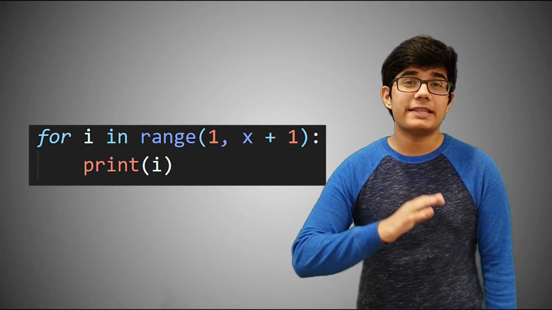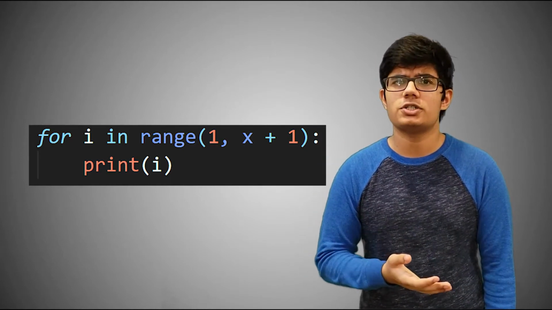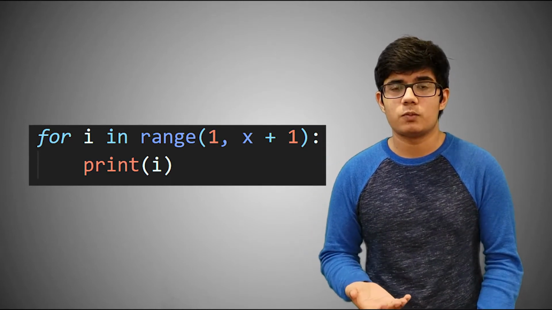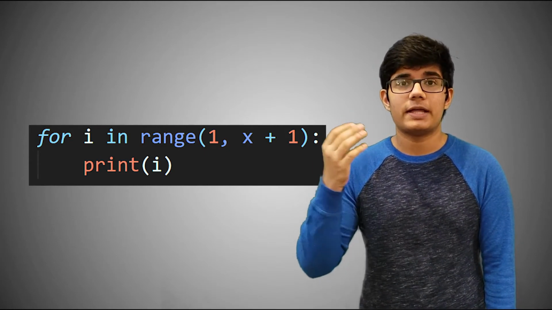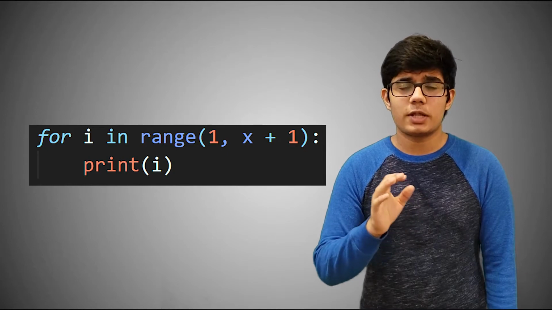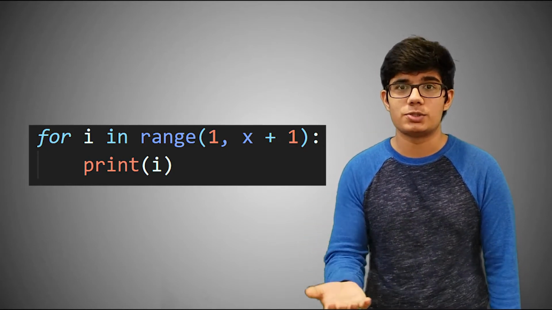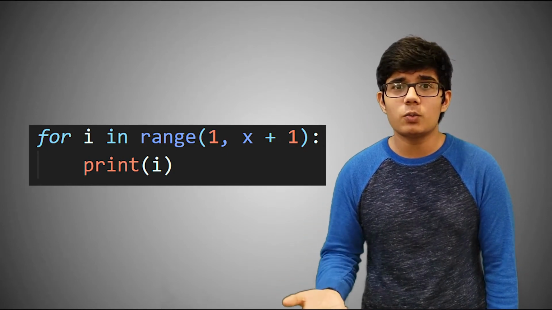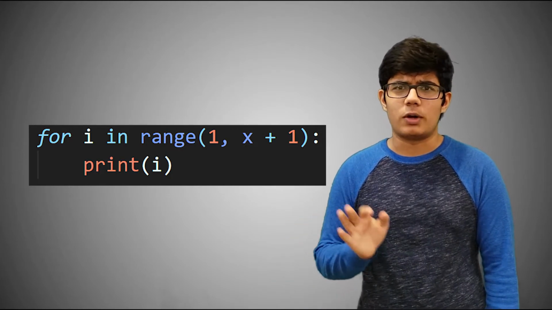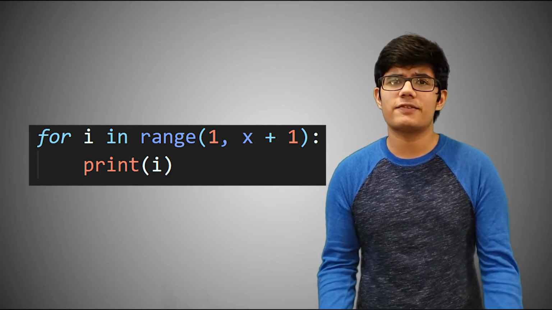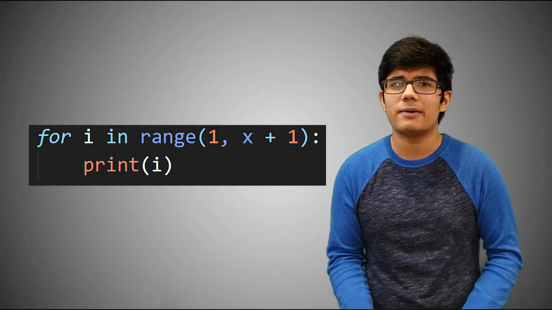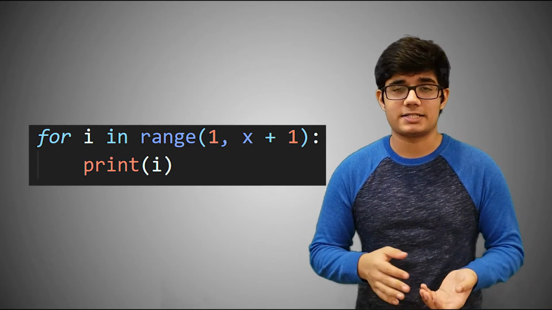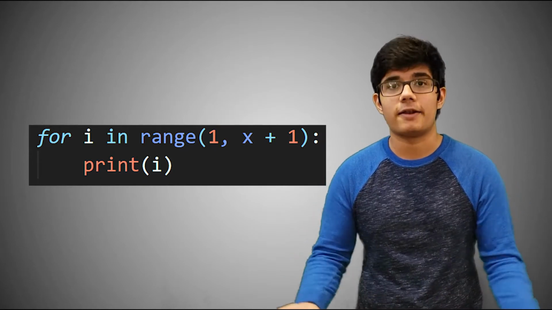Recall that the last number in the range function call is exclusive, which means that we don't include that last number. That's why we have to add 1 so that we do include the number that the user specified, because otherwise our program would just fall one number short. As our last line of code, we obviously have the print statement, which just prints out the number that i is currently set to in the current iteration.